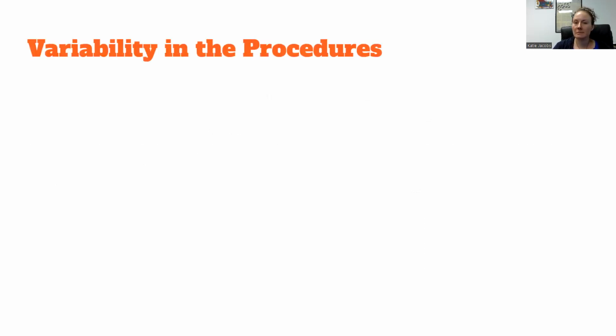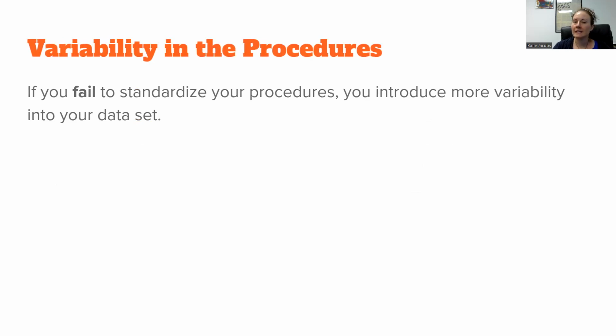All right, so also variability in procedures. If you fail to standardize your procedures, you introduce more variability into your data set. For everything that you're going to do, you're actually going to talk about the procedures of your study within your method section of your paper or your project, and in here, you're going to want to standardize. You're going to want to say step 1, step 2, step 3. If it's a study that's being done in person, you're going to want to have a script of the exact things that the person collecting the data is going to say.